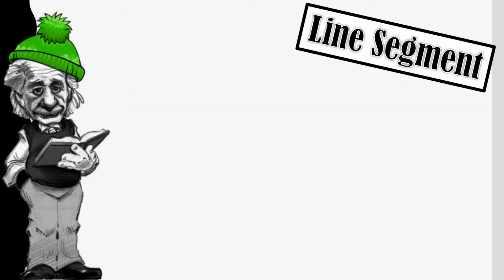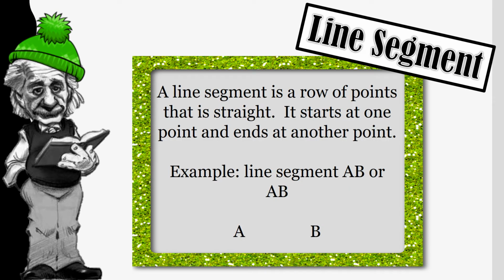Next up, we have a line segment. A line segment is a row of points that is straight. It starts at one point and ends at another point. Here is an example of line segment AB. Notice that it stops at these specific points. It starts at A and stops at B. We can have many points along the way, like this, if we wanted to. But the important thing is that this is line segment AB, and we know it starts and stops at A and B. Now that's different from our next word.